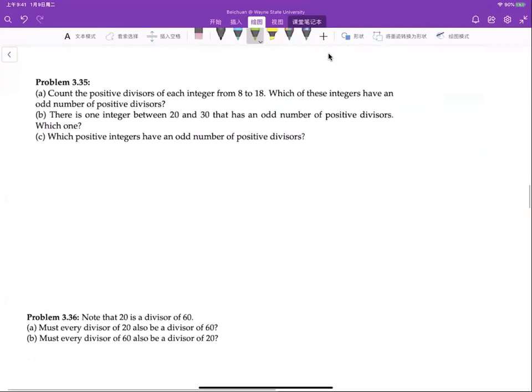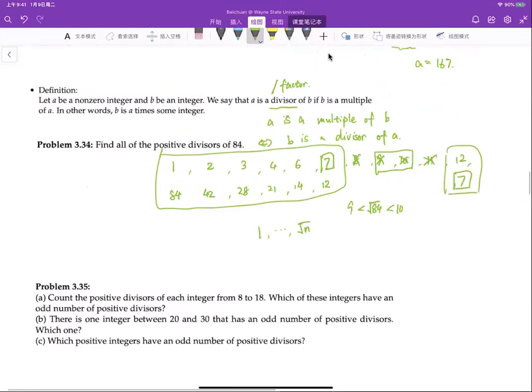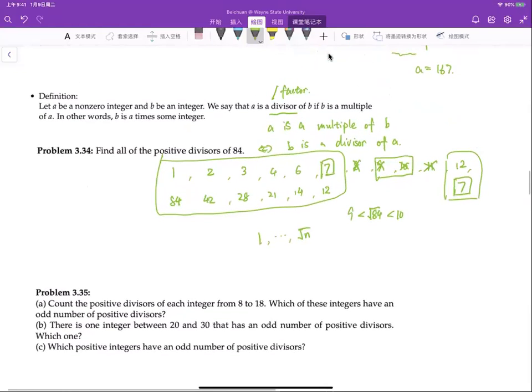Then count the positive divisors of each integer from 8 to 18. Oh, by the way, I'm sorry, just one more minute for 84. You can see that in this case there are 12 divisors. So my question is, do you have a general method to find the number of divisors of a given number?